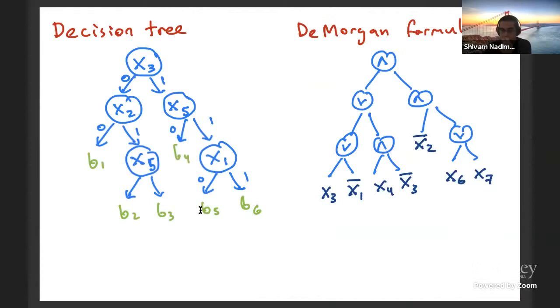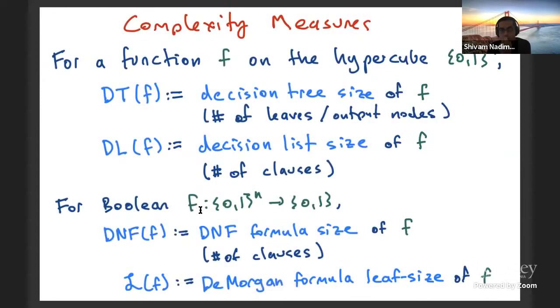Okay, so I'll also be discussing decision trees and De Morgan formulas. Yeah, we're all familiar with the definitions here. Okay, so for a function f on the hypercube, we can define its decision tree size and its decision list size. And in the case of Boolean functions, we also have DNF formula size as measured by number of clauses, and De Morgan formula leaf size denoted L of f.